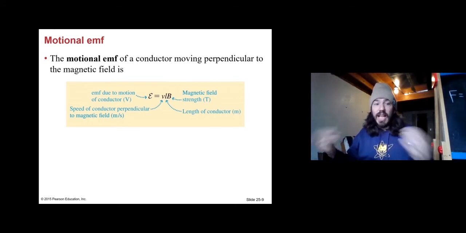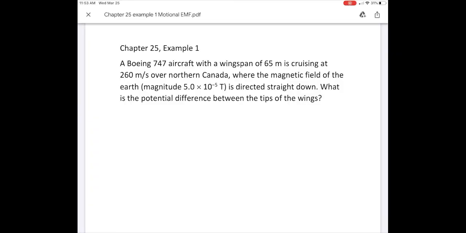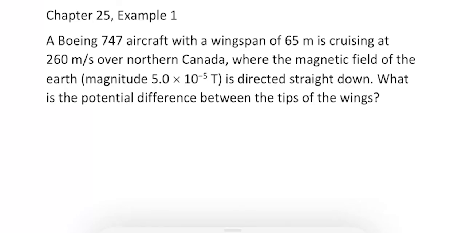Okay, let's do an example. We have a Boeing 747 aircraft with a wingspan of 65 meters. It's cruising at 260 meters per second over northern Canada, where the magnetic field of the Earth is directed straight down. What is the potential difference between the tips of the wings? Well, we'll want to use the equation for the motional EMF, since we have a conductor moving in a magnetic field. So that looks like this. EMF equals B times L times V.